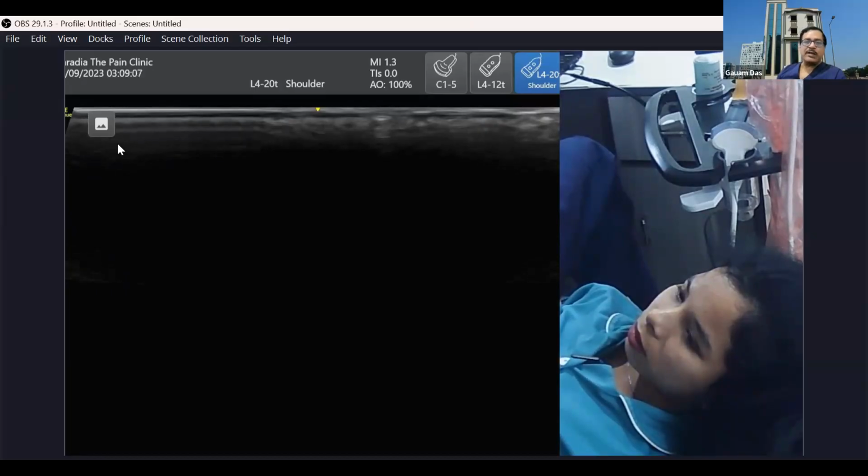Though again, sphenopalatine ganglion block is better done under CT guidance, not by ultrasound guidance. But still, it can be done. What I have shown is the maxillary nerve block. The same thing in the sphenopalatine fossa. If you are coming a little bit inferior, then you are going to have the.